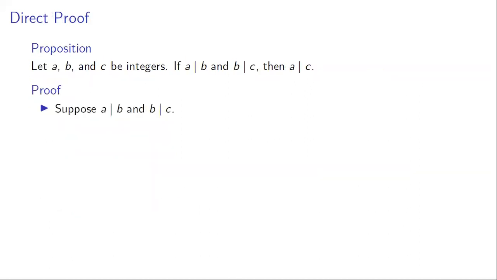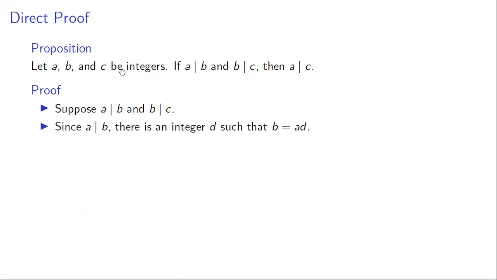So our next step in the proof is going to say, since A divides B, based on the definition of divisibility, we know that there is an integer D such that B is equal to A times D. Now, why did we use D? Why do we use integer D and not C?